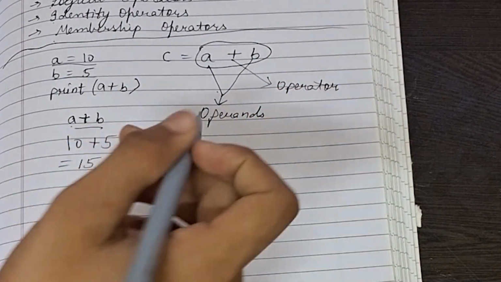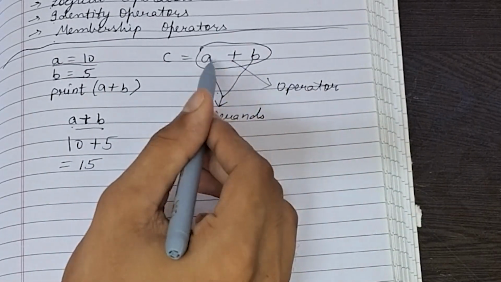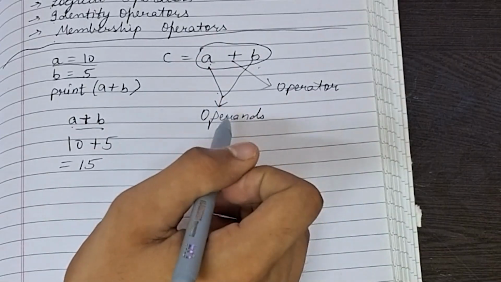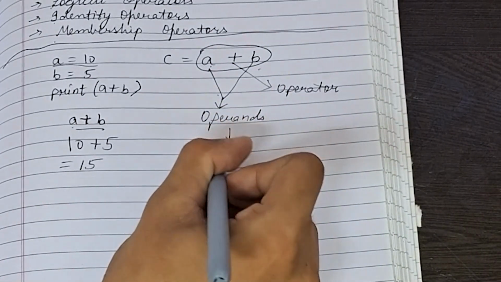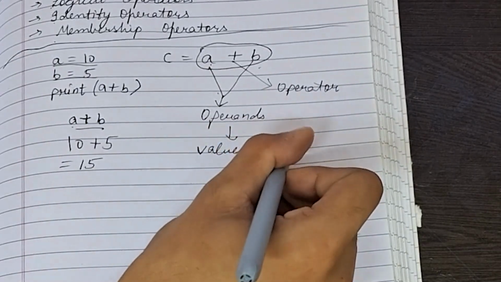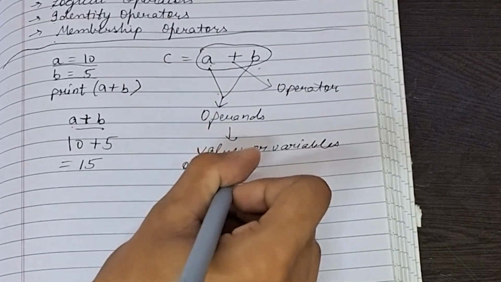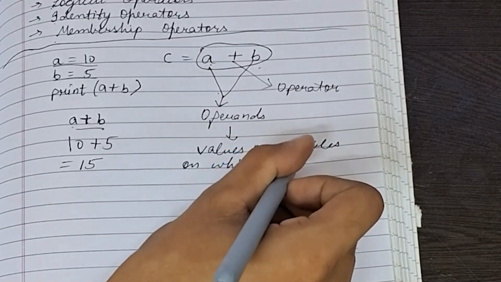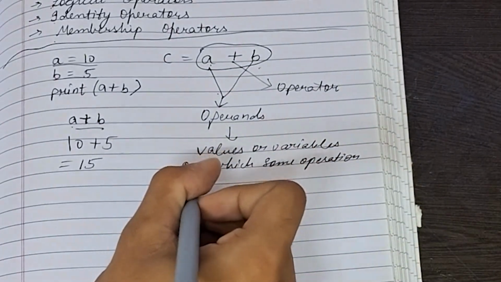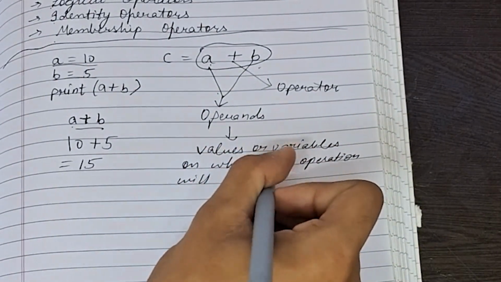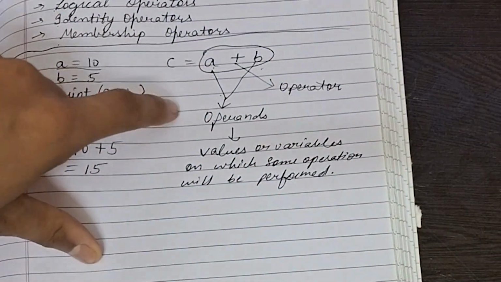Okay, so what does operand mean? An operand means the values or variables on which some operation is going to be performed. What are operands? Values or variables on which some operation will be performed. Okay, so this is the simple meaning of operands.